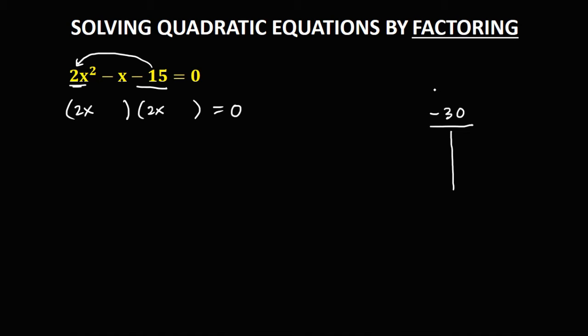Since this one is negative, one of the factors is positive and one is negative. Then since the middle term of the equation is negative, the bigger number must be negative. So these are now the factors of negative 30. We can have negative 30 times positive 1. The bigger number must be negative. You can also have negative 15 times 2, negative 10 times 3, and negative 6 times 5.